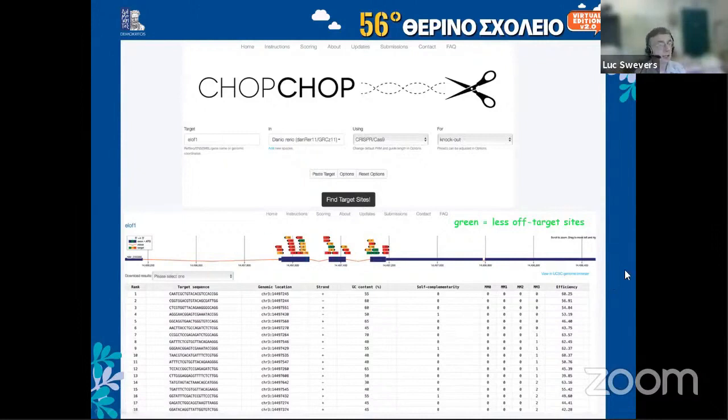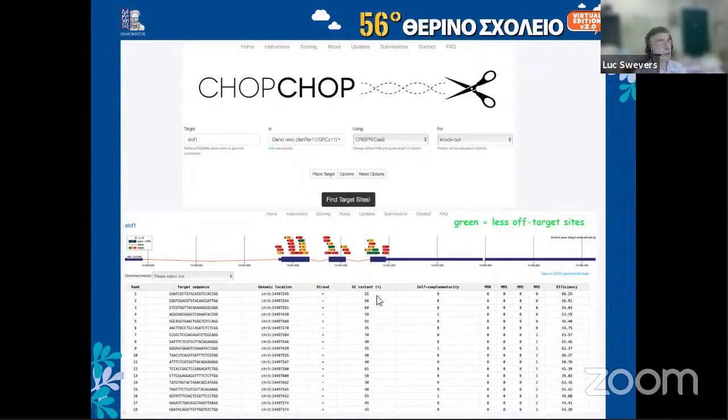also a selection of guide RNAs that you can use for your CRISPR experiments. And you also get a list of the sequences of these guide RNAs, and these are ranked according to efficiency and to the prediction of target sites.